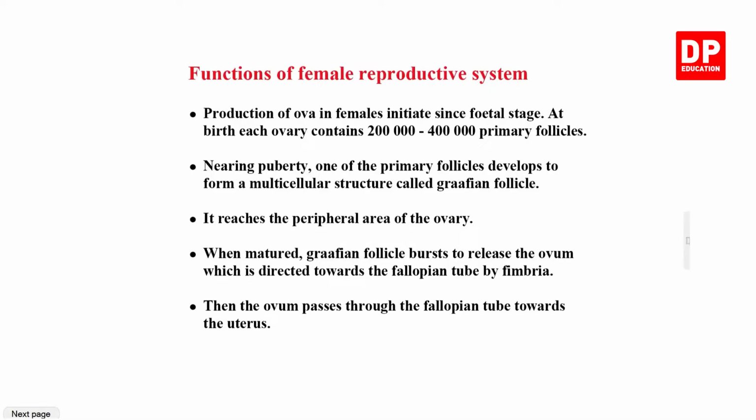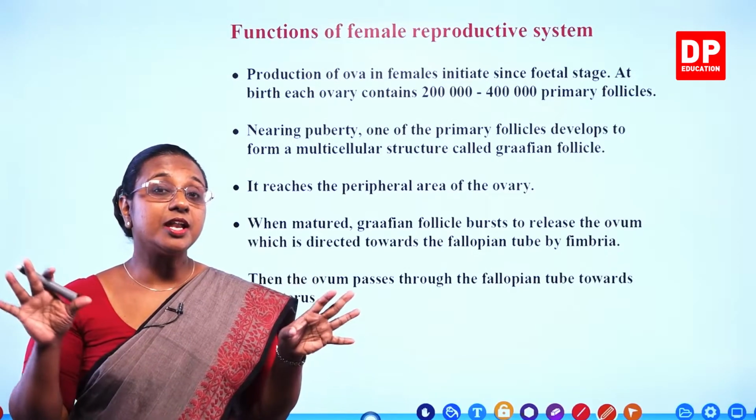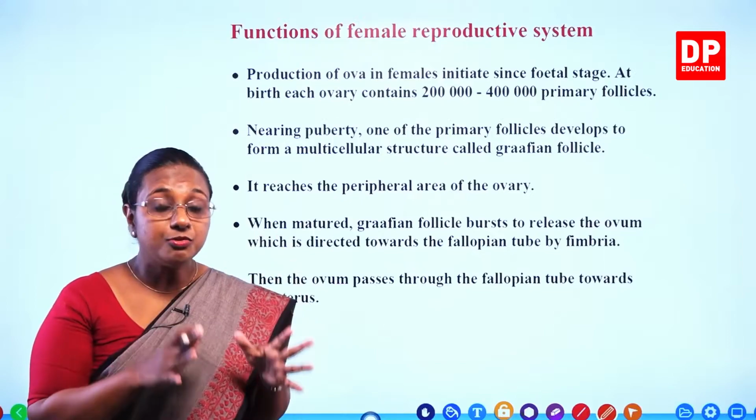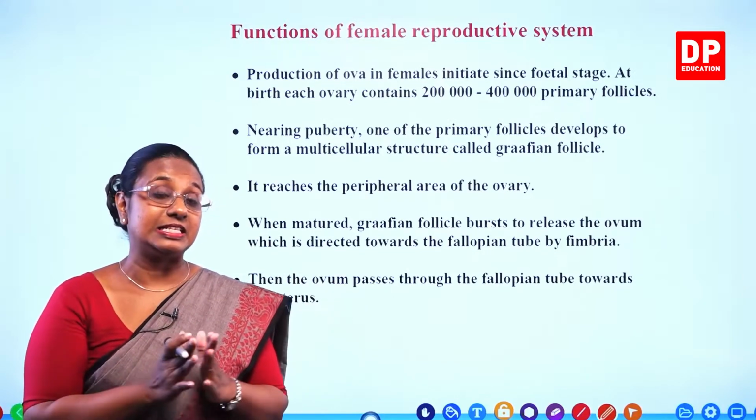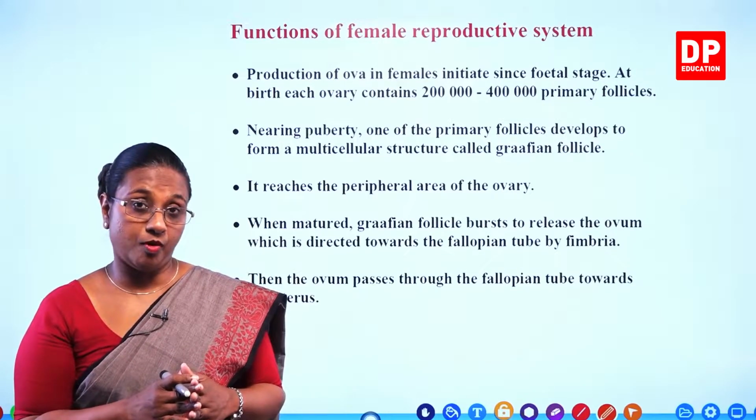Functions of the female reproductive system. So, when we say the functions of the female reproductive system, now we saw there are two main structures, the uterus inside which the fetus develops and the ovary where the ova is formed.